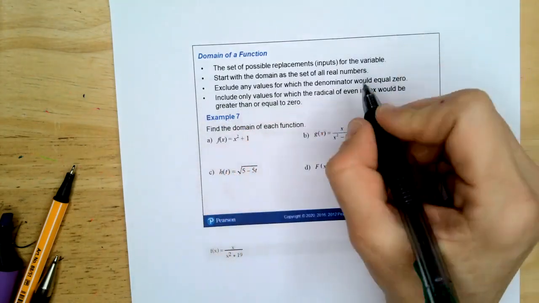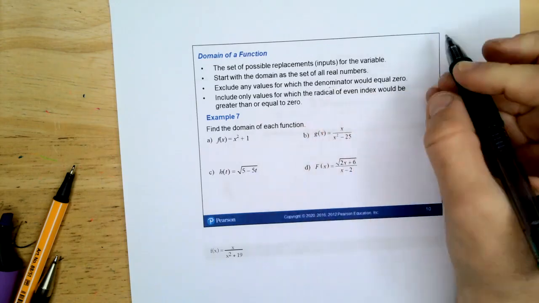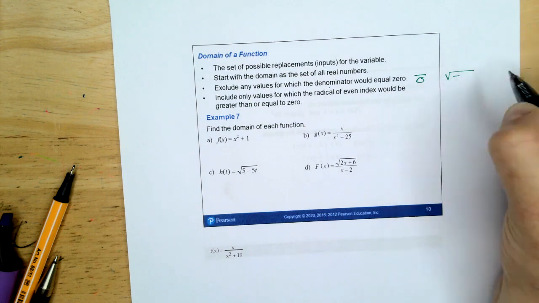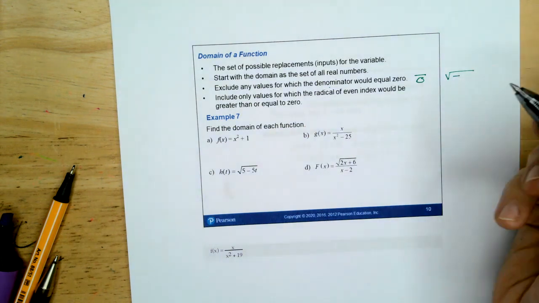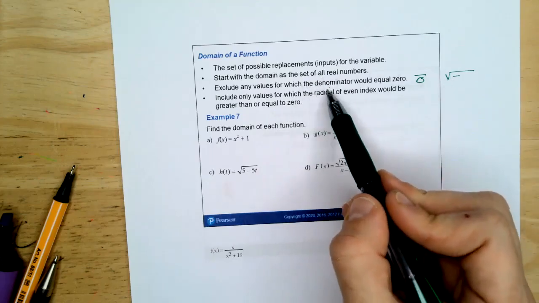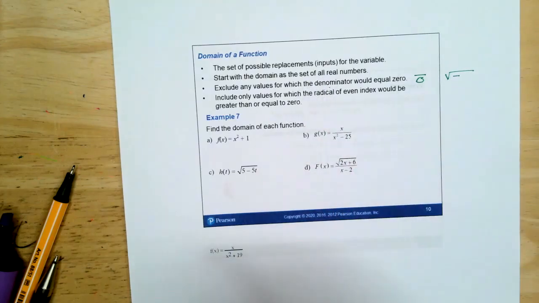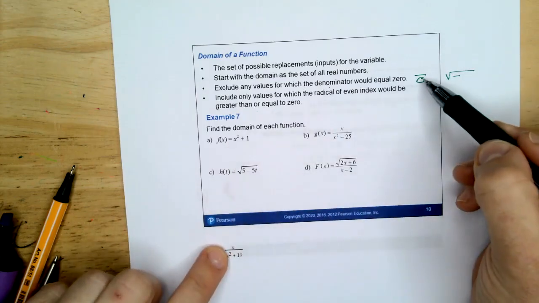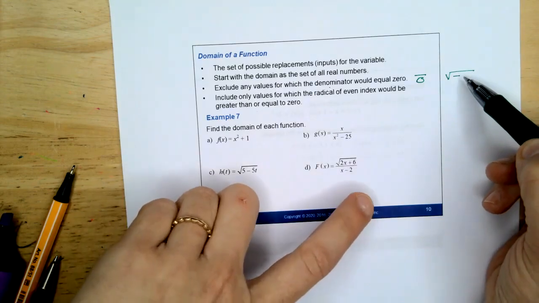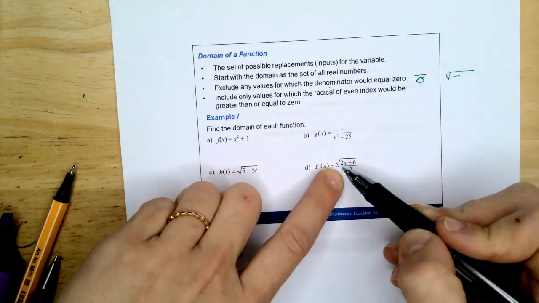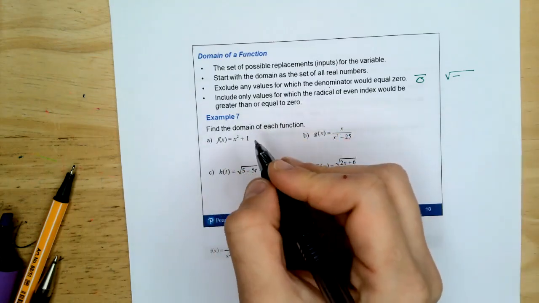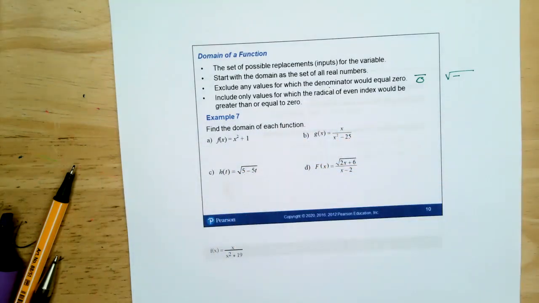Exclude from the domain any time the denominator would equal 0, or there is a negative number under an even radical. The radical of an even index would be greater than or equal to 0. That's that one. And the denominator would equal 0. That's that one. Okay? So if you don't have a fraction and you don't have a radical, an even root right here, you don't need to worry, okay? So this one, we're just going to say it's all real numbers.